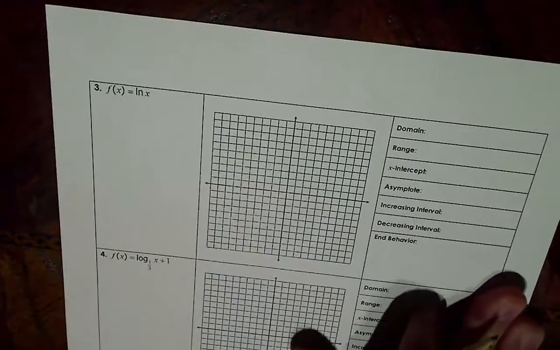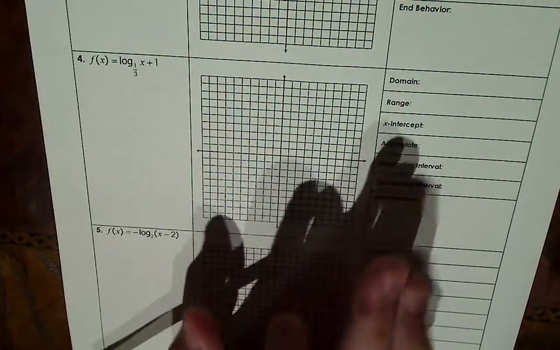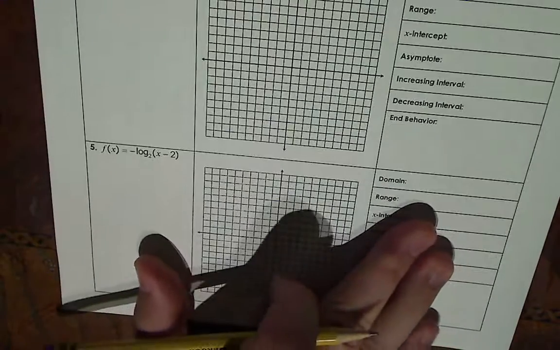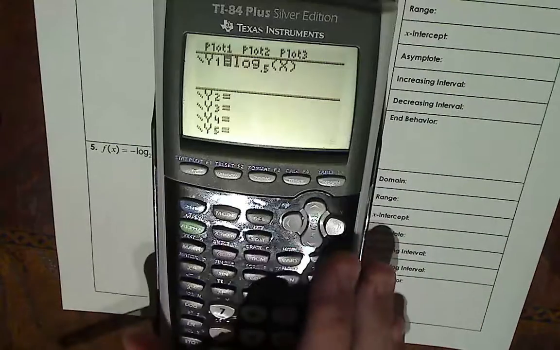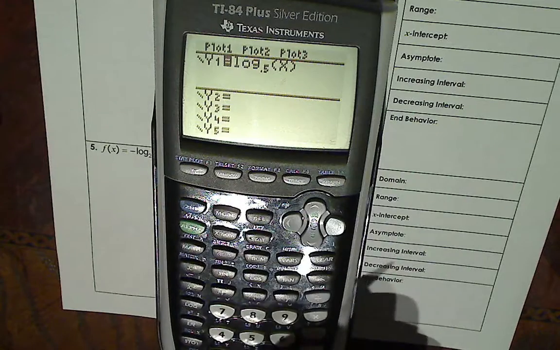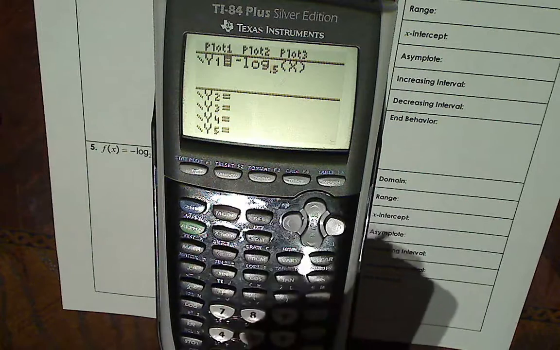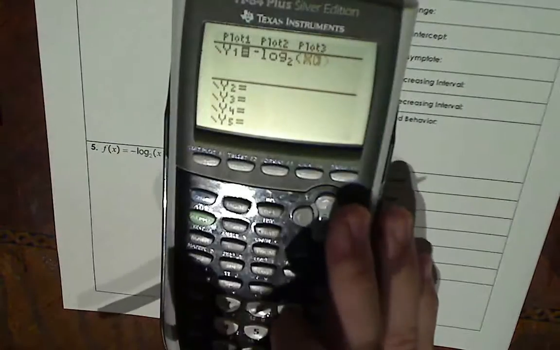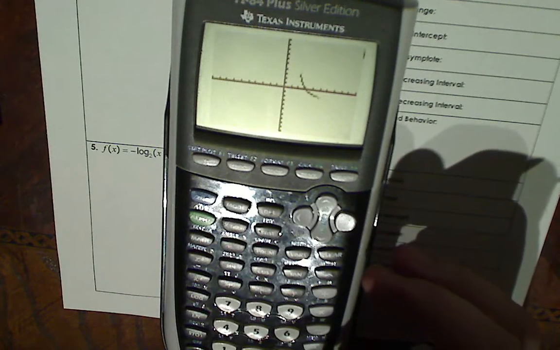And I can do natural log the same way. This one right here, I can do it the same way. Number 5 is the one that's a little interesting. I'm going to show you what number 5 does, and then I'll stop. So this is negative log base 2 of x minus 2. Kind of like this. It looks like this now.